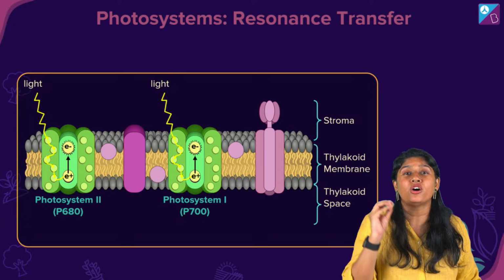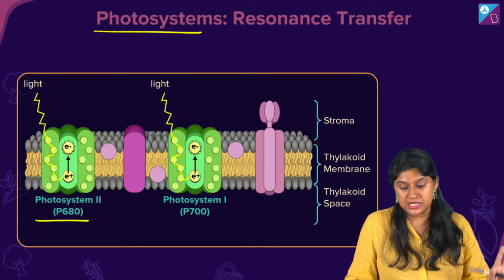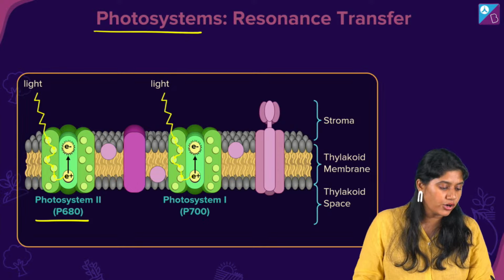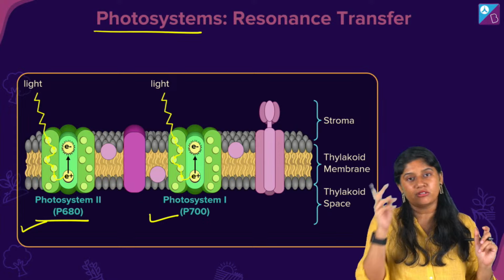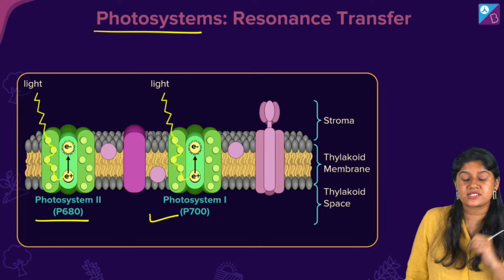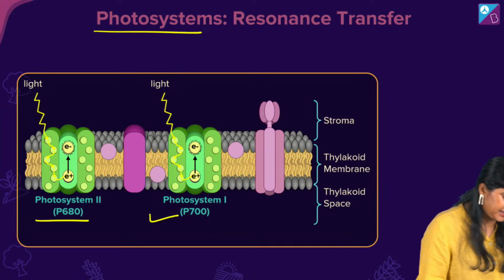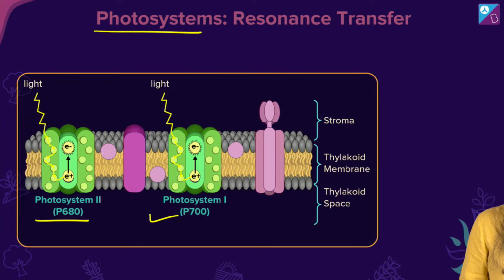So we have photosystems, right everyone? This is how the photosystems are. We have PS2, which is P680. Can anybody tell me why we call it 680? Photosystem 2 and photosystem 1 were named on the basis of discovery. Initially, they thought there was only photosystem 1 and were not aware of the other, but later they realized there are two photosystems. So why do we call it P680? Yes, it absorbs light of that wavelength. And of course, the same goes for P700.